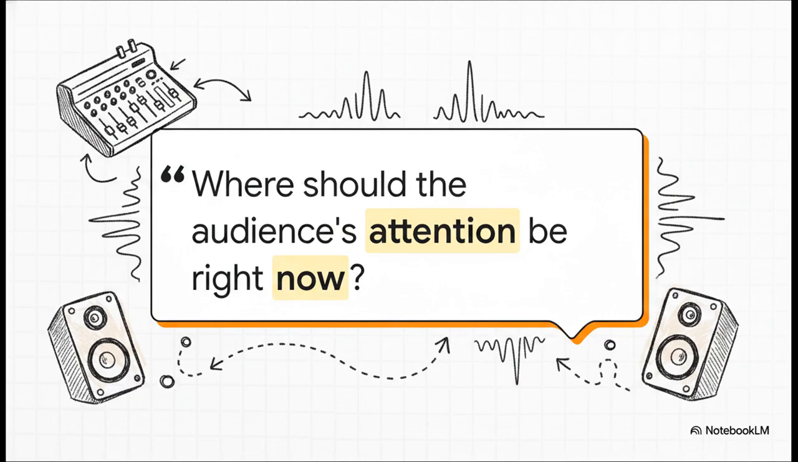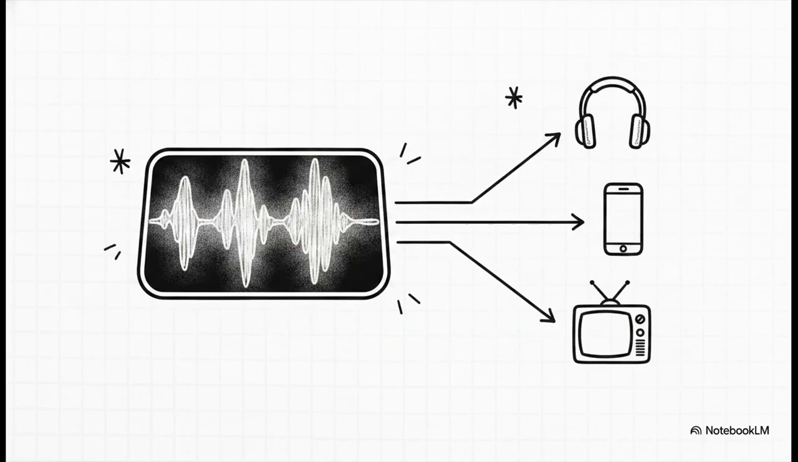To achieve that perfect balance, professional mixers are constantly asking themselves one fundamental emotional question. Where should the audience's attention be right now? Every single volume adjustment you make, every smooth fade, every subtle pan to the left or right speaker, it's all designed solely to answer that one question. A truly successful mix guides the audience through the story without them ever once noticing the technical work going on behind the scenes.